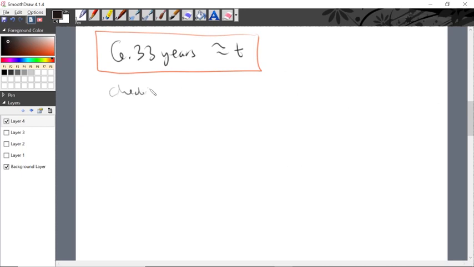And for good measure, we should check. Does 8,000 equal 5,000 times (1 plus 0.075 over 4) to the power of 4 times 6.33? And this is an approximation, so it may not come out to exactly 8,000. In fact, it's not going to come out to exactly 8,000. But it should certainly be very close to 8,000. Reasonably close to 8,000. So I'm going to evaluate the right-hand side on the calculator.